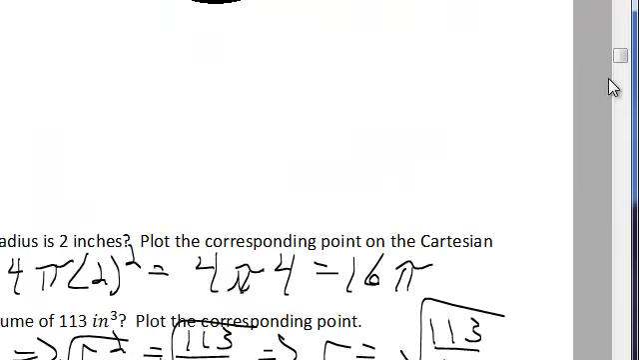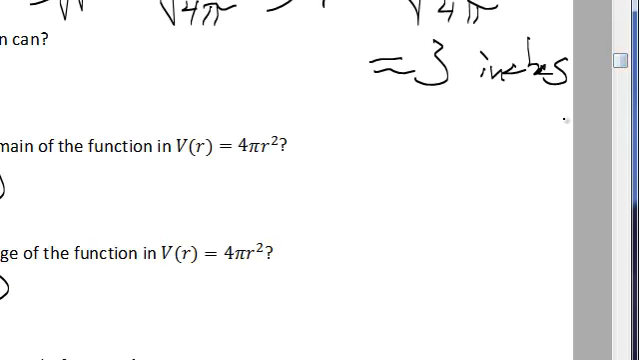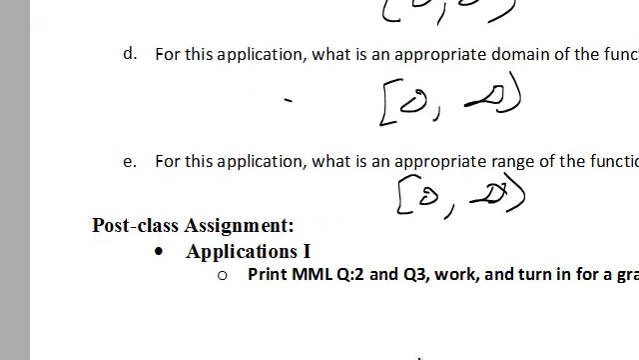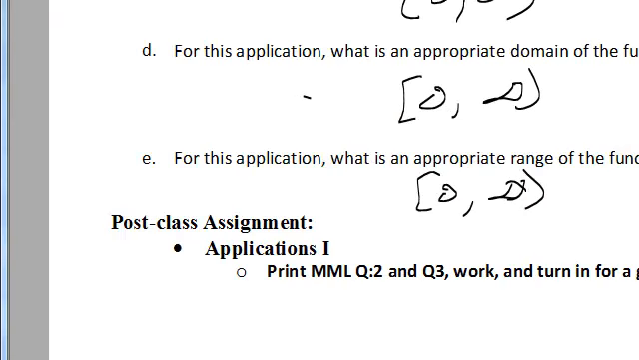Your applications 1 video has 2 questions that you need to turn in. It actually has 3 questions total, but for 2 of them you need to create a Microsoft Word document, answer the questions, save it, and email it to me. These application 1s are due 7/18 by midnight.